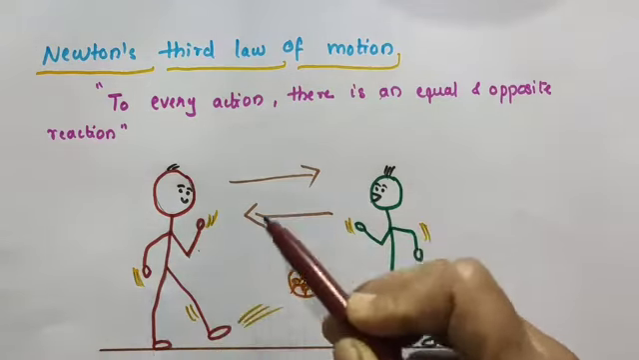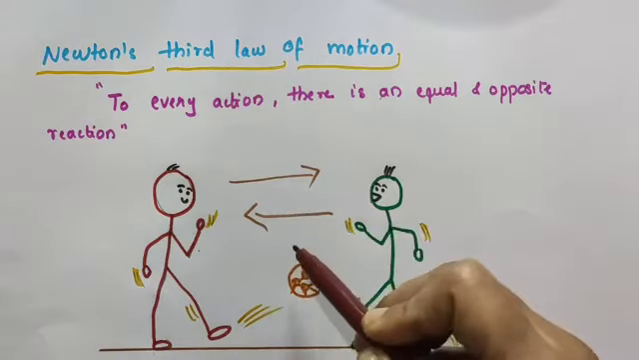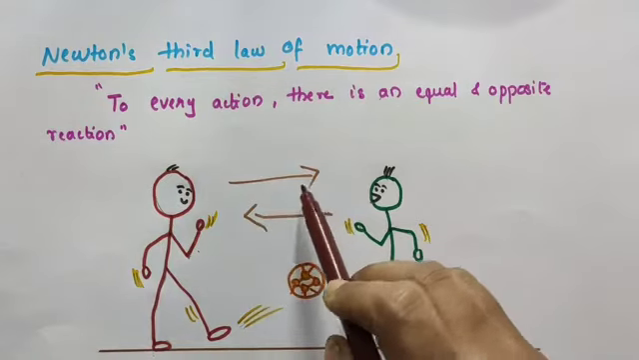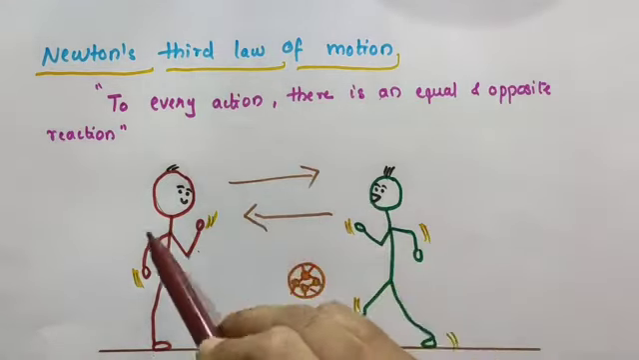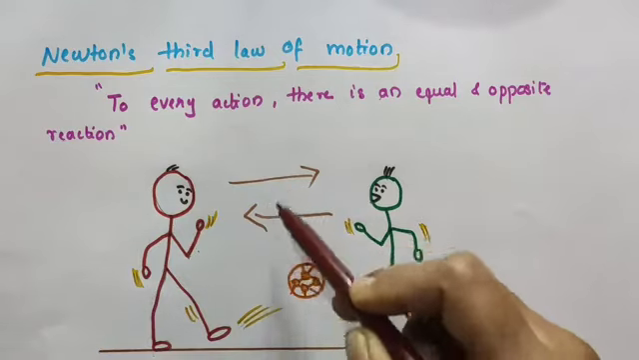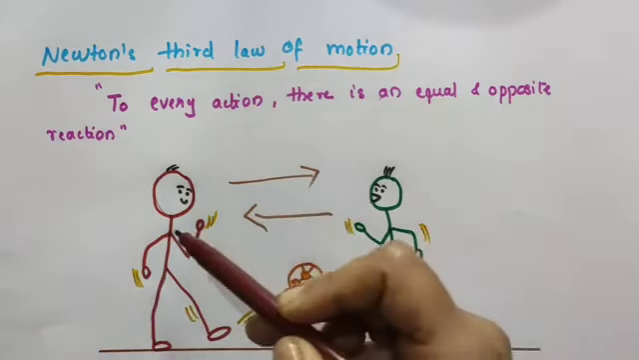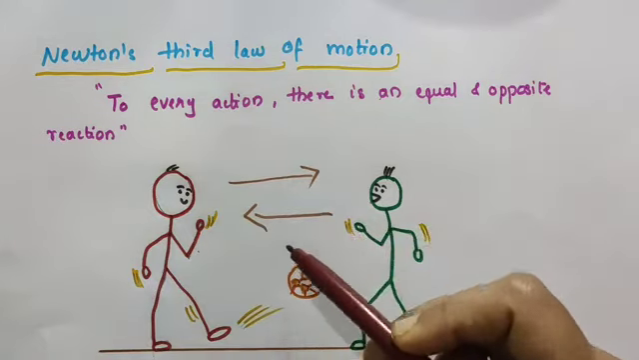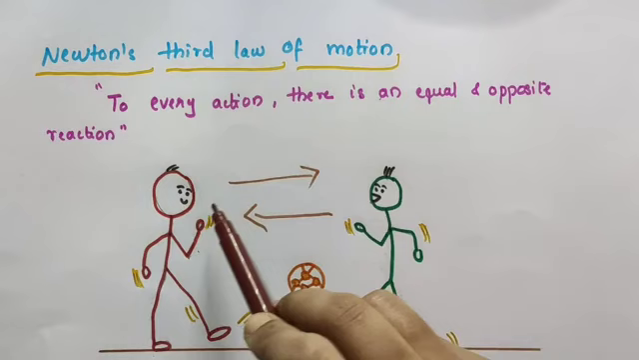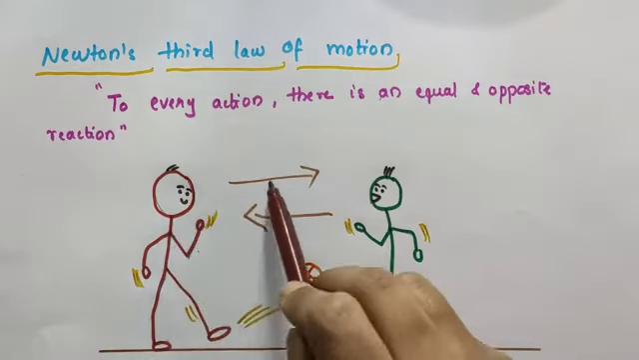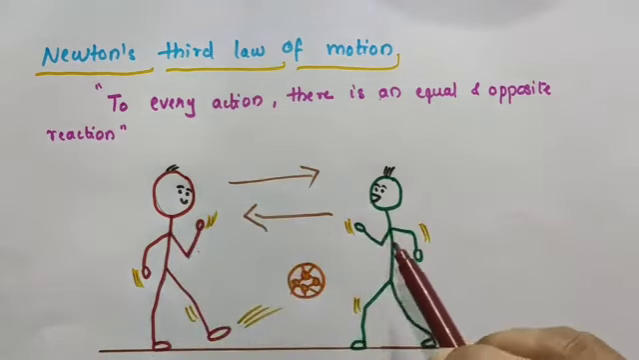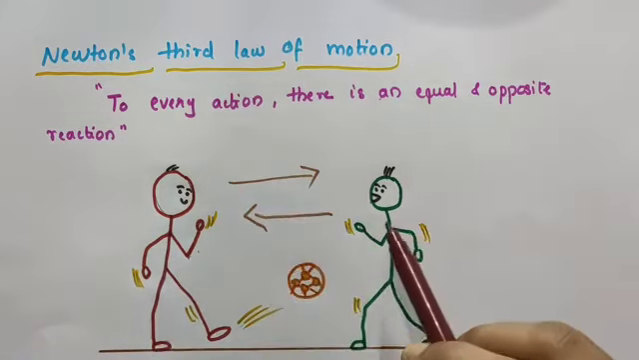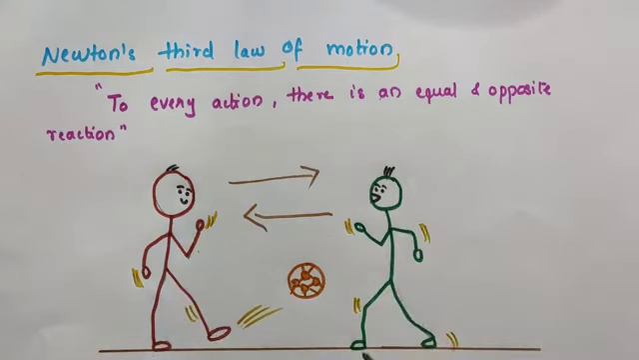So these two forces are acting in opposite directions, and on two different persons. This force is acting on this person and this force is acting on that person. One is along this direction, another one is in the opposite direction. That is, the two forces are not acting on the same person. One force is acting on the first player and the other force is acting on the second player. These two opposing forces are acting on two different players, or in general two different objects.